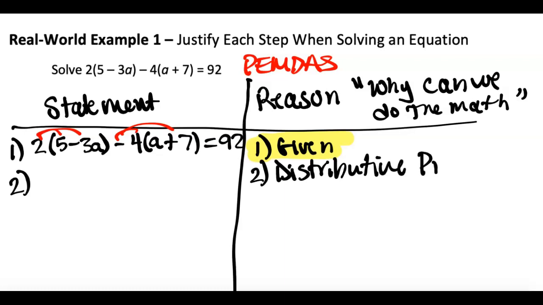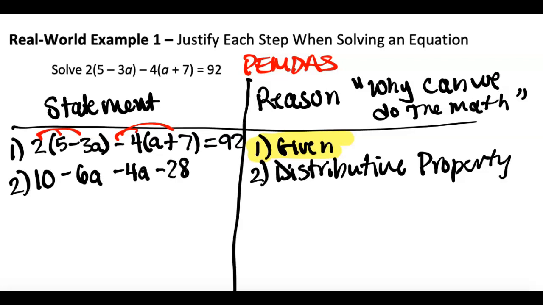And we're then going to go into just using the distributive property and writing what I'm going to get after I distribute. So I'm going to get 10 minus 6a. And then over here, we're going to get negative 4a and minus 28. So oftentimes people forget to take that negative and multiply it to that 7, so just be careful.